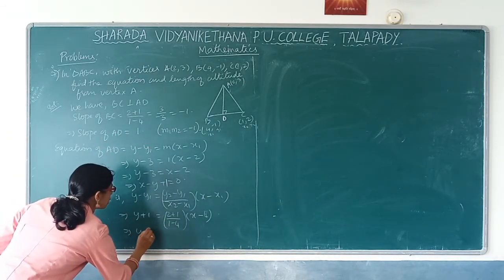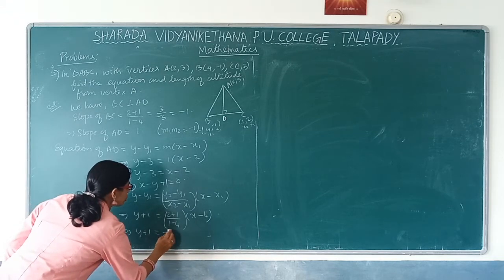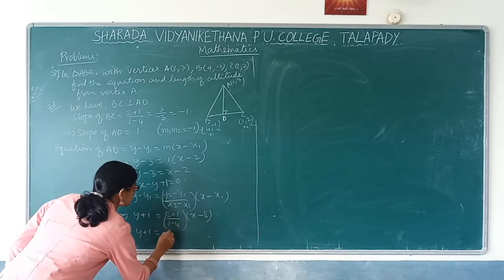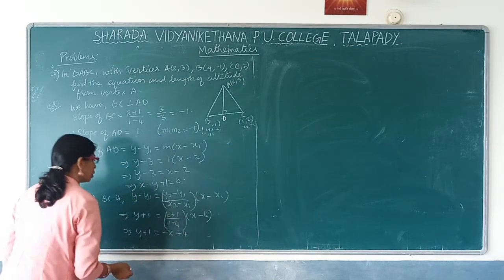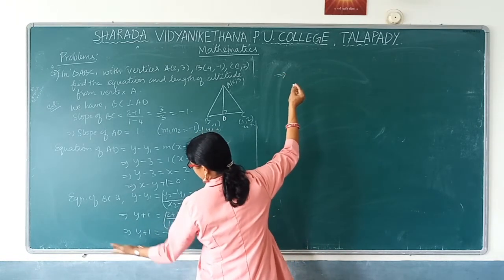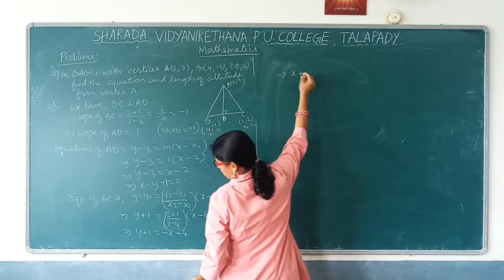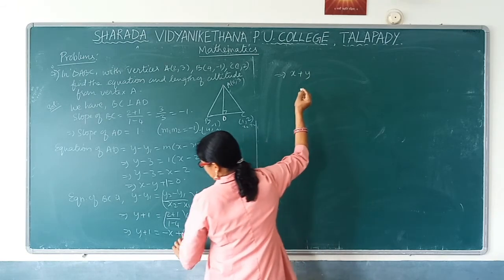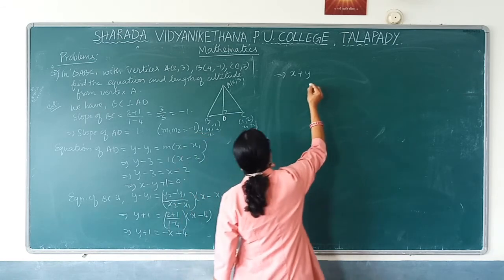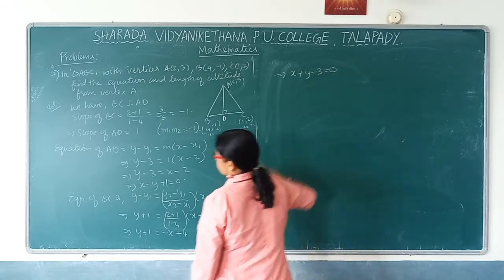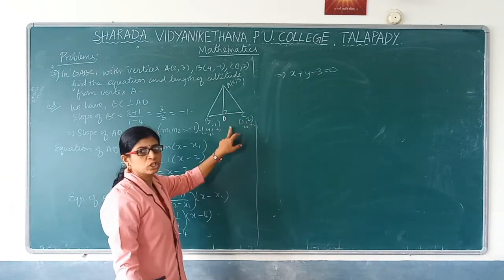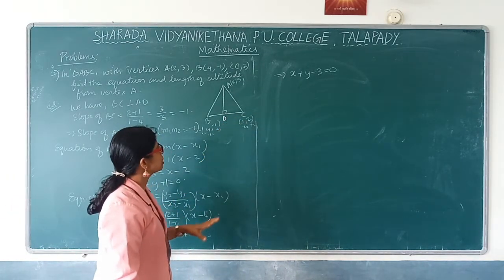So y plus 1 is equal to minus 1, since 3 by minus 3 is minus 1, into x minus 4, that is minus x plus 4. What is the equation of line BC? Transfer to that side: x plus y, then 4 goes to that side, so minus 4. Minus 4 minus 1 gives minus 3... minus 4 plus 1 is minus 3, equal to 0. So the equation is x plus y minus 3 is equal to 0. This is the equation of BC. So we have got the equation of BC.